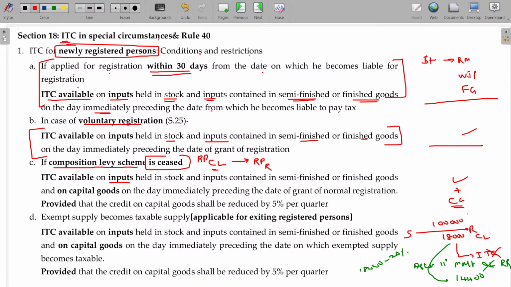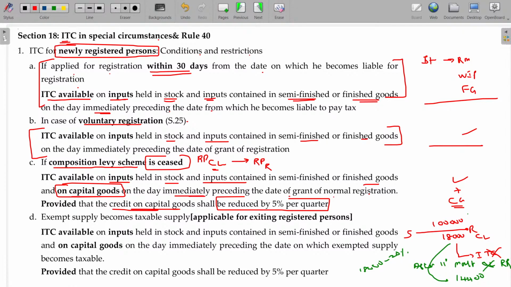ITC is available on inputs held in stock, inputs contained in semi-finished goods, finished goods, and on capital goods. That will be an additional point here. On the date immediately preceding the date of grant of normal registration, provided that the credit on capital goods shall be reduced by 5% per quarter. Balance you can enjoy. And the last one, shall I move on to the last one?